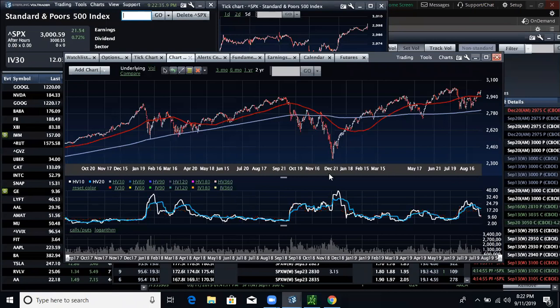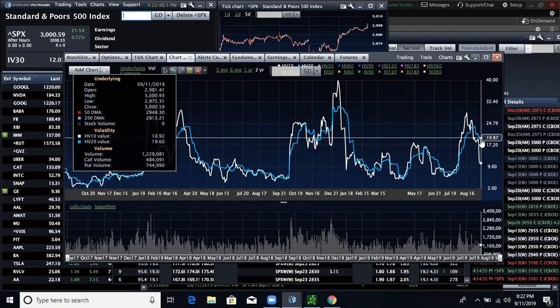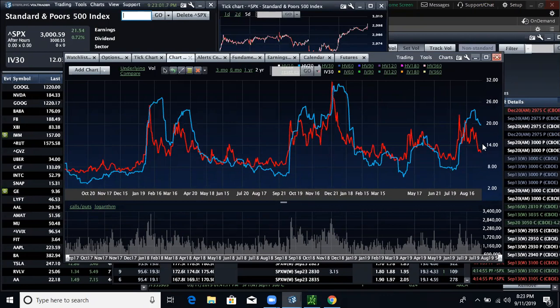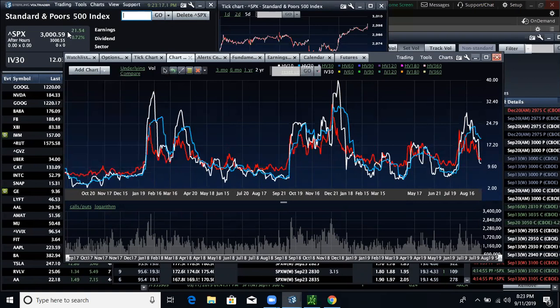And I want to point out this. The white line is 10-day historical volatility. The blue line is 20-day historical volatility. And this red line is implied. So you can see the 30-day implied is trading at a huge discount to 20-day realized and about even with 10-day realized. And 10-day realized seems to have found a floor here, and we've got some movement starting to pick up today and then overnight.